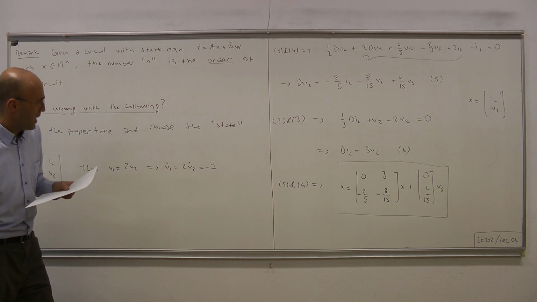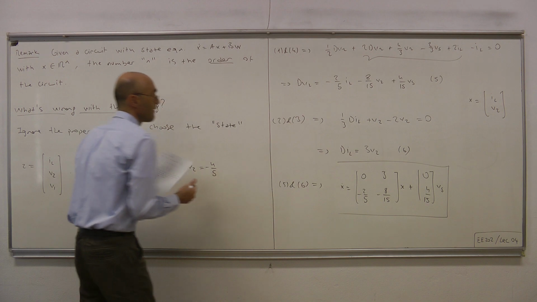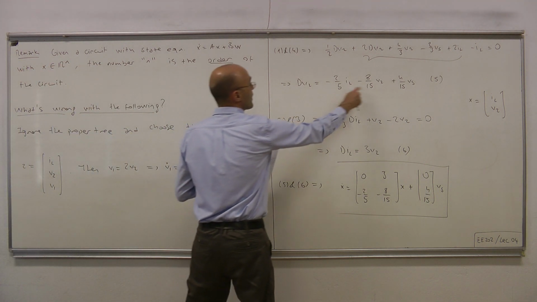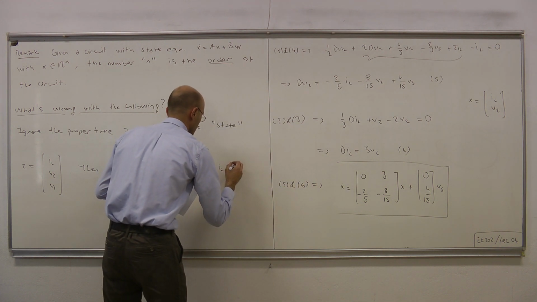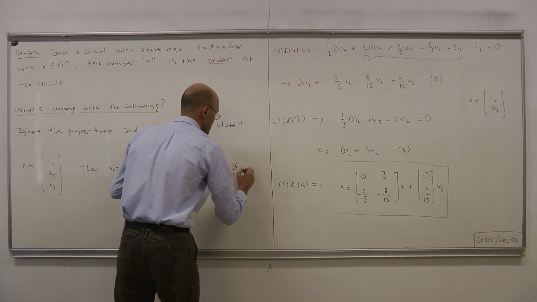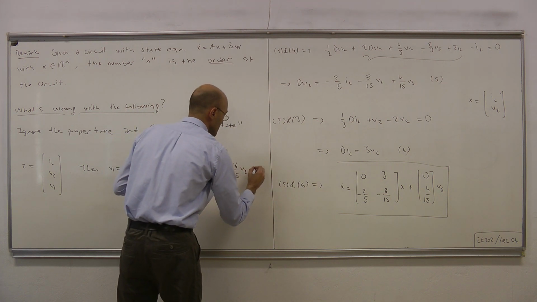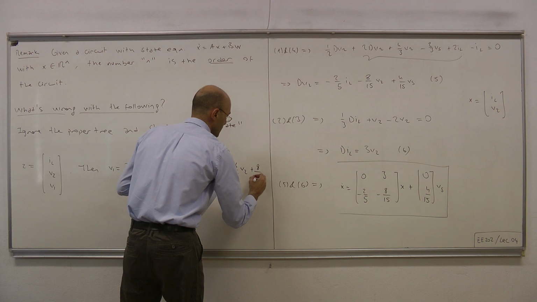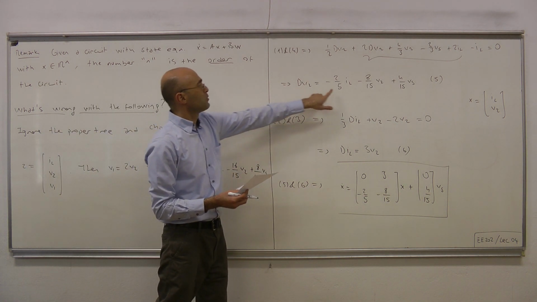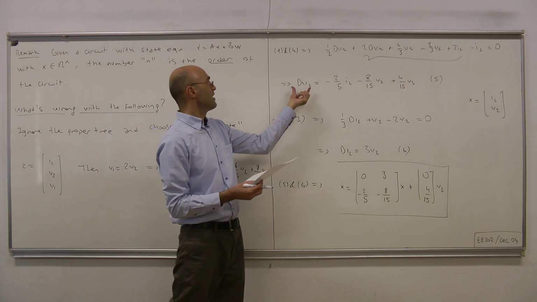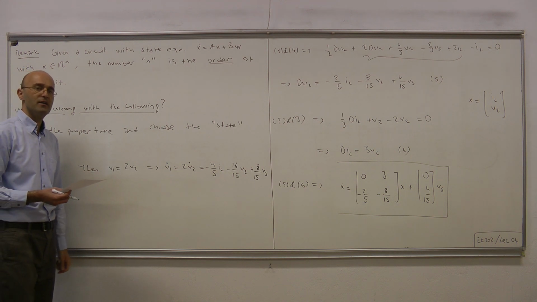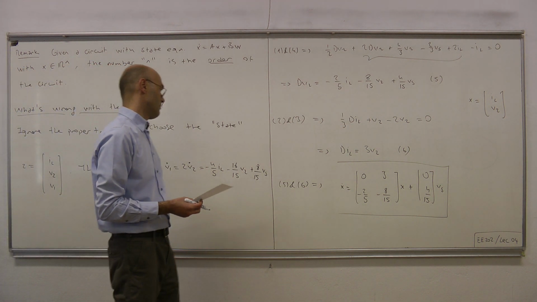So minus 4 over 5 IL, minus 16 over 15 V2, and plus 8 over 15 Vs. So all we did is we multiplied both sides by 2, and then 2 V2 dot is no other than V1 dot, because V1 equals 2 V2 by the terminal equation of the transformer.